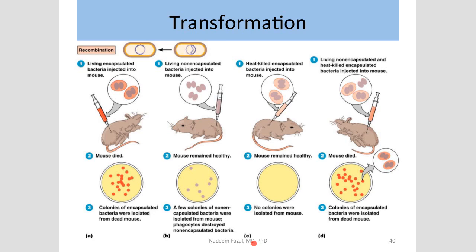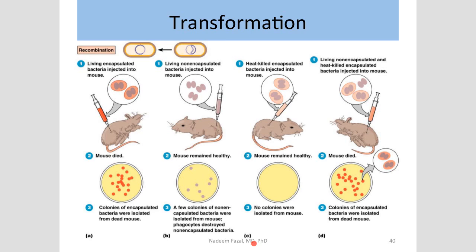Then in the third experiment, they heat-killed the encapsulated bacteria and found that not only did the mice not die, the bacteria were unable to grow as well. Then they put the heat-killed capsulated and the live unencapsulated together into the same animal. To their amazement, only the capsulated ones were isolated. It may look like a very simple experiment, but it shows that there was some mechanism by which information was transferred from the encapsulated to the unencapsulated one. There was something going on where they were sharing the code.